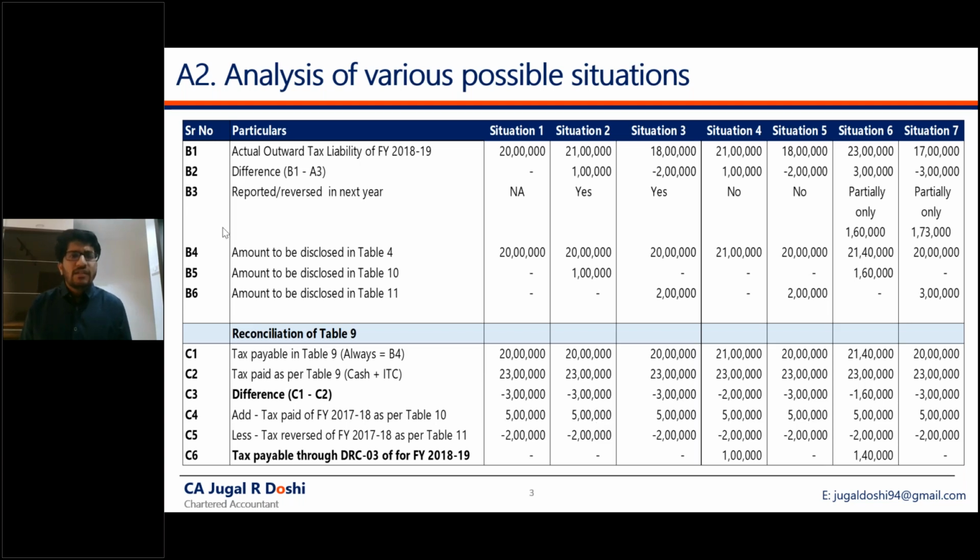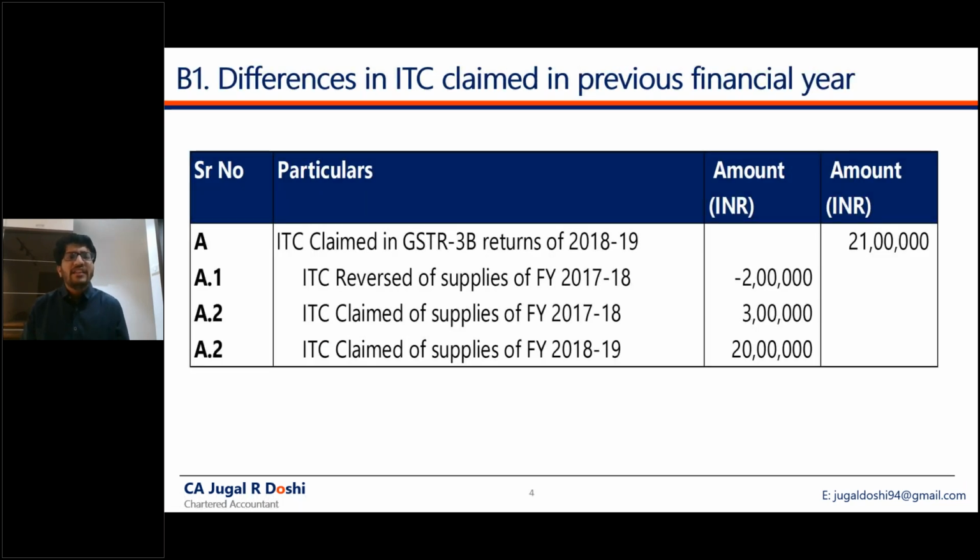So friends, these are all the possible situations which can arise when we are finalizing annual return. Now we will move to the second part. In the second part, we are going to deal with ITC claimed.